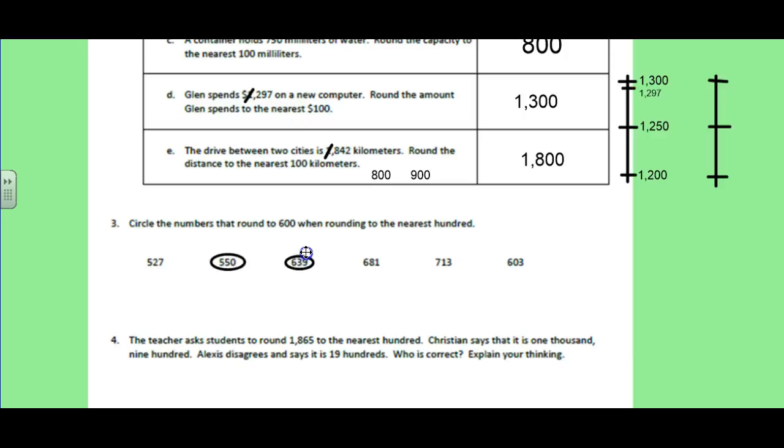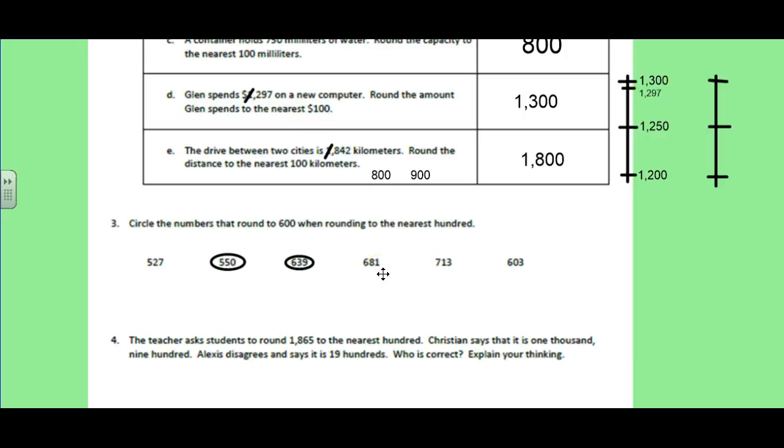So I want you to go ahead and look at these next three numbers, and I want you to circle them if they round to 600, and then do not circle them if they do not round to 600. So go ahead and look at these next three, and then push play whenever you think you have your answer.